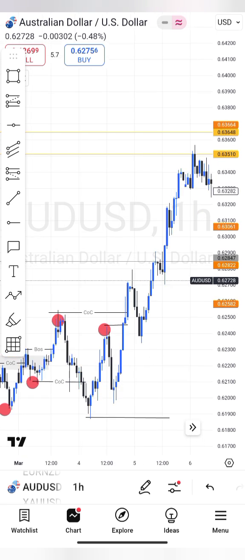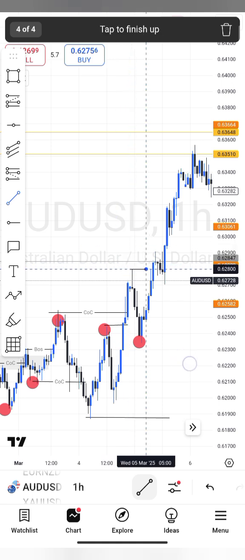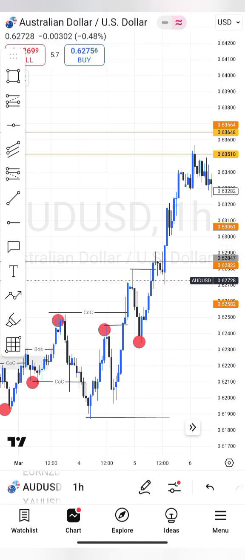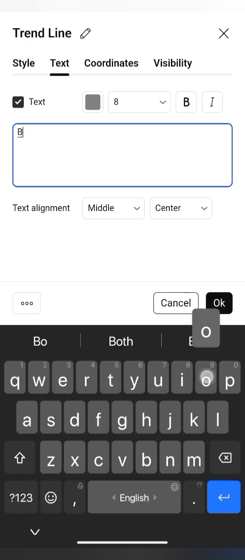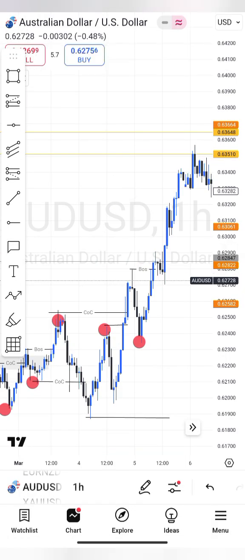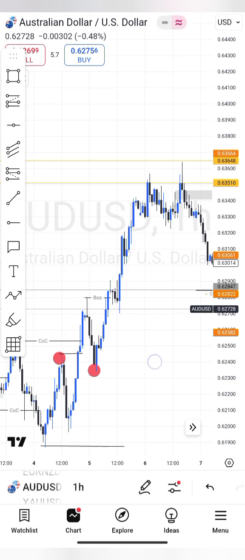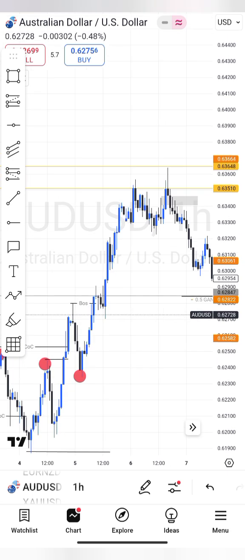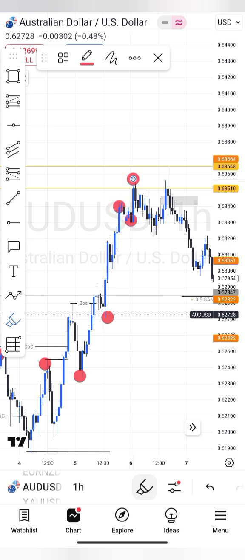So what we now need to see is a pullback, which now becomes our protected low. And it only becomes our protected low if it breaks structure, which it did. So this is now break of structure. Okay, now we need it to be protected. What then happens? Market pulls back a bit and gives us a break of structure. Pulls back a bit and gives us a break of structure.